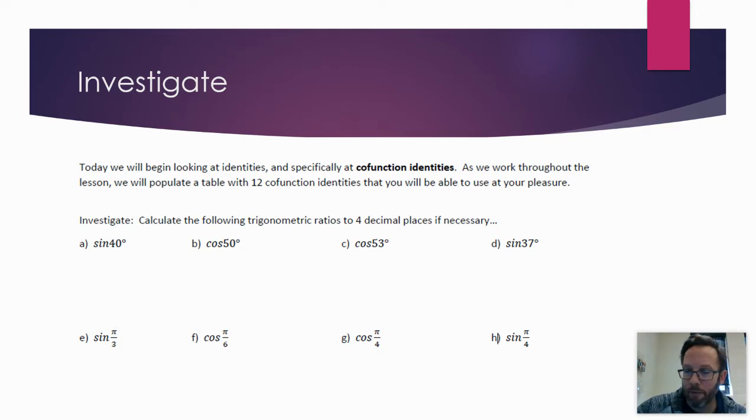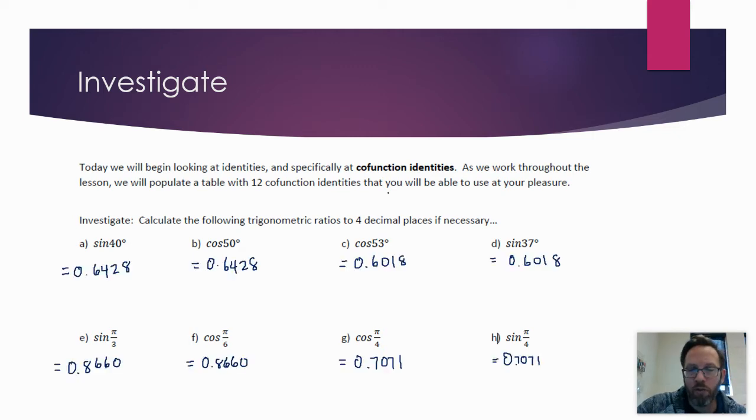All right, I will have assumed you've got your 8 values. Here they are. And what you would have noticed was that each pair, A, B, C, D, E, F, and G, H, gave you the same value for those trig ratios. The sine of 40, same as the cosine of 50. Cosine 53, same as sine 37. Sine pi by 3 and cos pi by 6 give you the same thing, as do cosine pi by 4 and sine pi by 4.